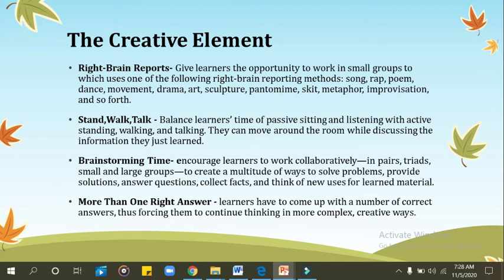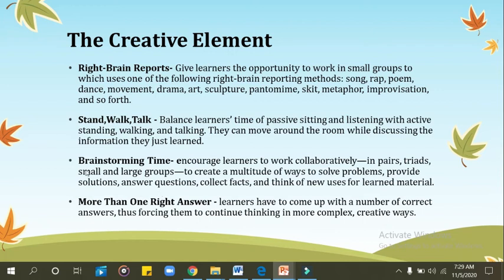So first, we have right brain reports. It gives learners the opportunity to work in a small group to create informational reports to present to the large group. Instead of verbally stating information, each small group uses one of the following right brain reporting methods: song, rap, poem, and dance. Second, we have stand, walk, talk. Balance learners' times of passive sitting and listening with active standing, walking, and talking. Learners can form standing groups while they review the material.